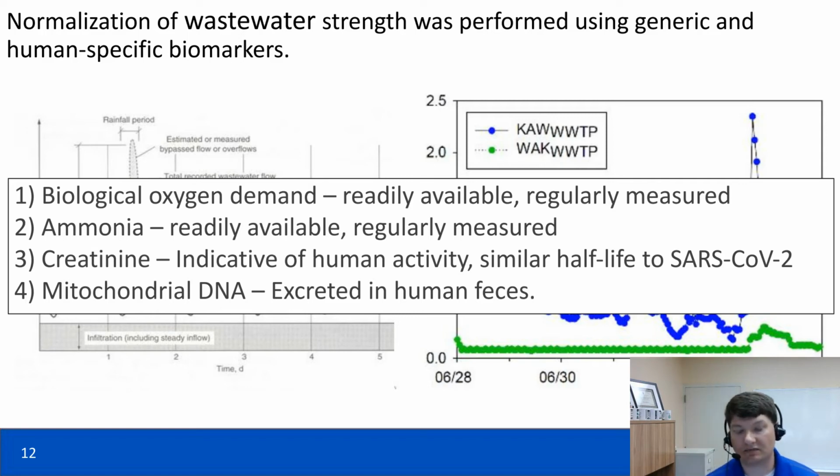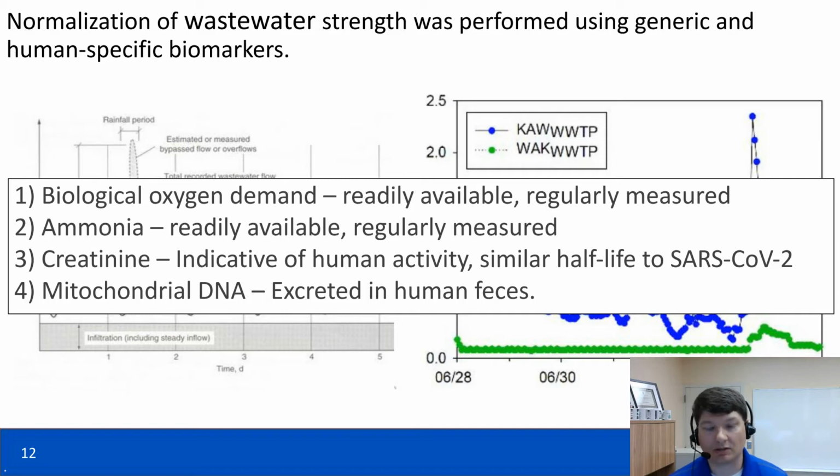Creatinine, it's indicative of human activity. And the reason why we selected creatinine is that it has a similar half-life to SARS-CoV-2 in a wastewater distribution or collection system. And so this biomarker could be important to include so that you understand SARS-CoV-2 virus decay in that collection system. If you have a really big collection system and the wastewater sits in there for a very long time, that SARS-CoV-2 virus has more time to decay in the system.